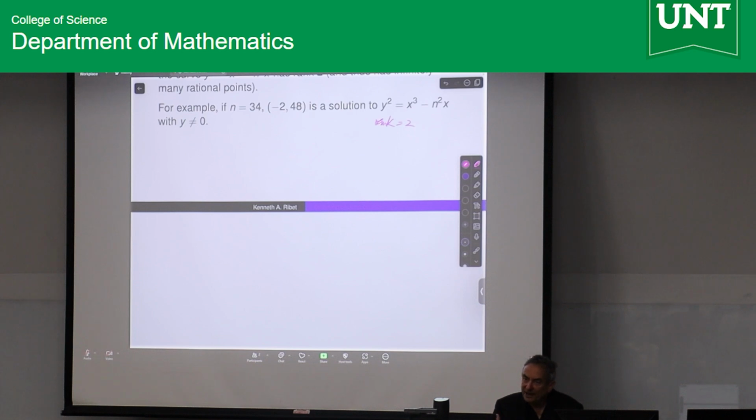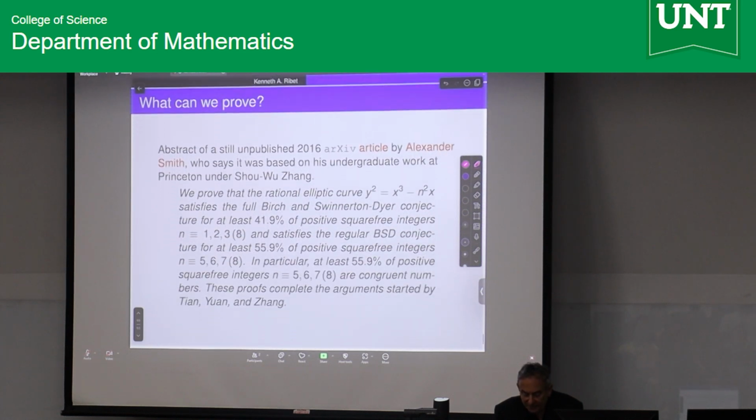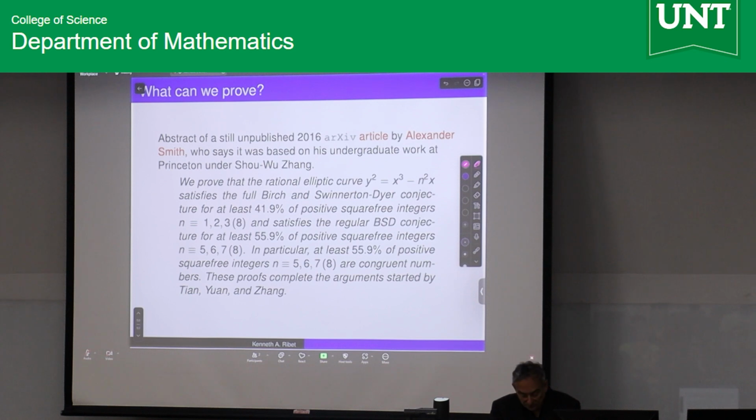it's all kind of hanging on this conjecture of Birch and Swinnerton-Dyer. And there's an abstract by a mathematician named Alexander Smith, who said that using the results that were available when he was an undergraduate, specifically he was in the class of 2016, you can prove the conjectured result for the congruent number problem for at least 41.9% of the time.